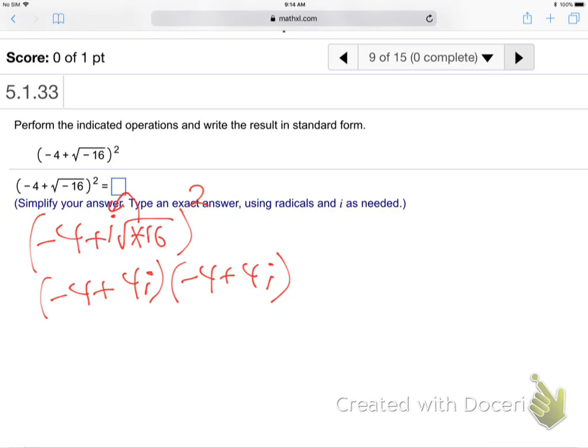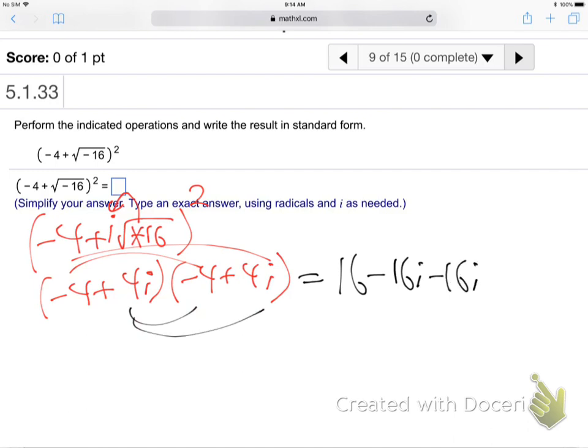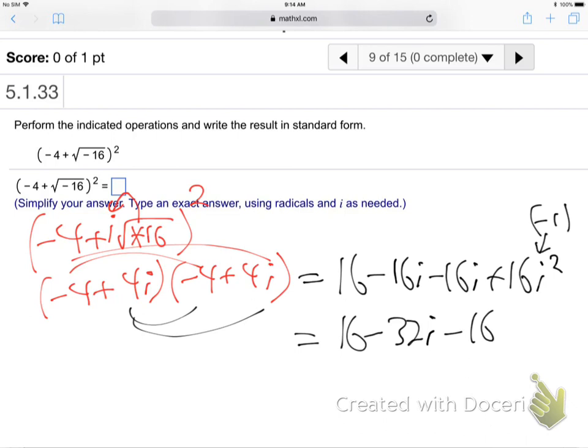Is that good? So the square root of the 16 is just 4. The negative inside means i. And then I would just FOIL it. Boom, boom. I don't know what that'll become. It's positive 16 minus 16i, boom, boom, minus 16i plus 16i squared, 16 minus 32i, and this guy, because he's negative 1, becomes negative 16. 16 minus 16 cancels, minus 32i. We good? No questions? On we go.